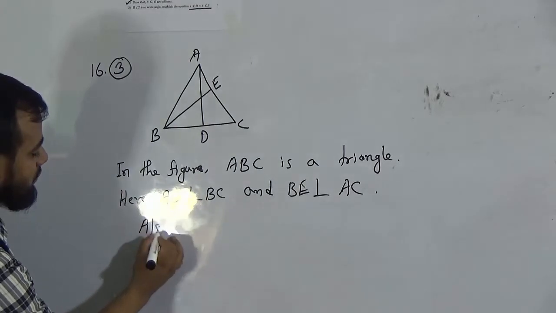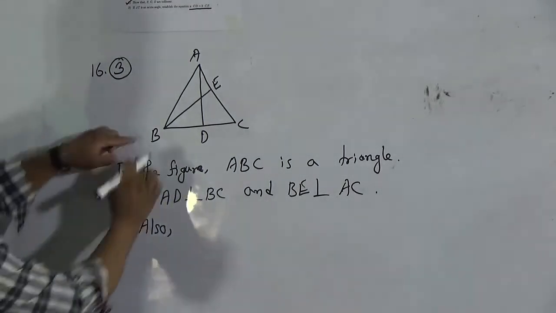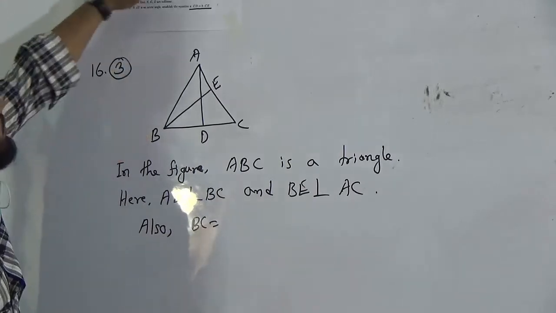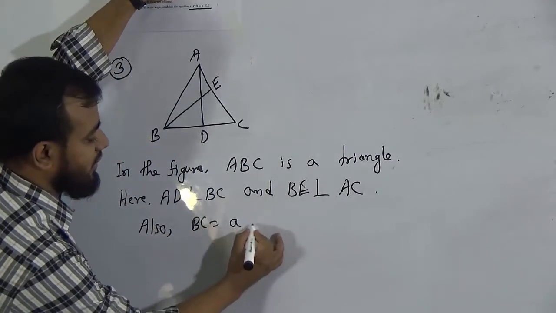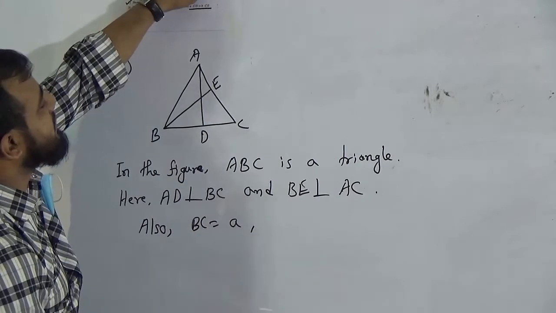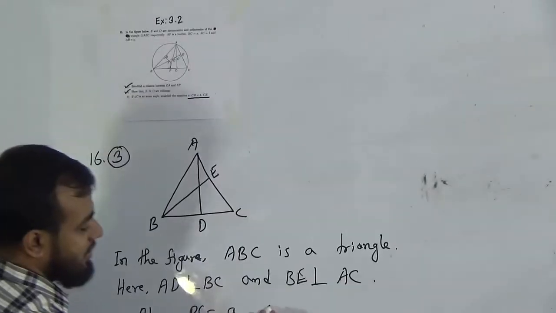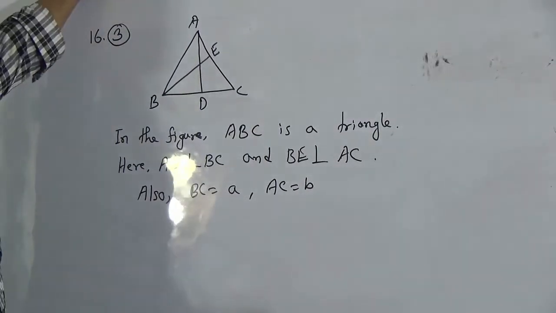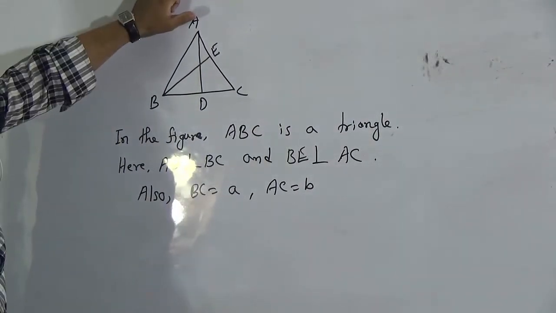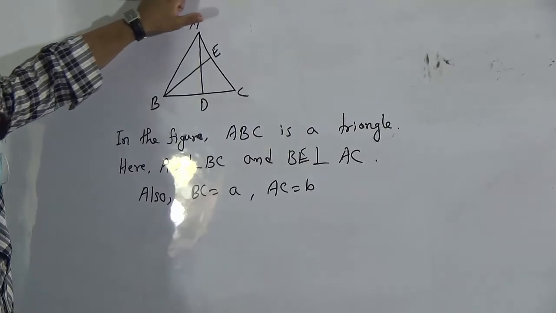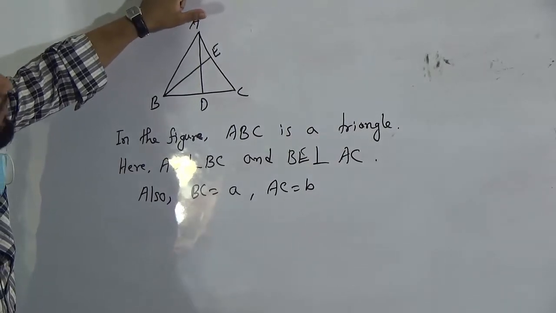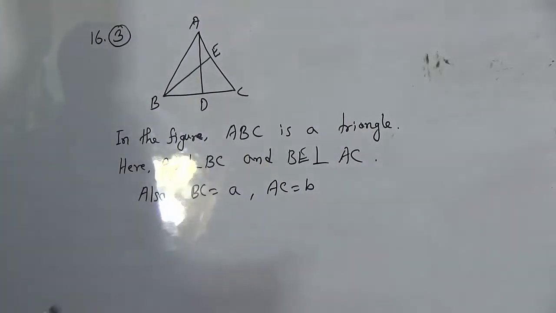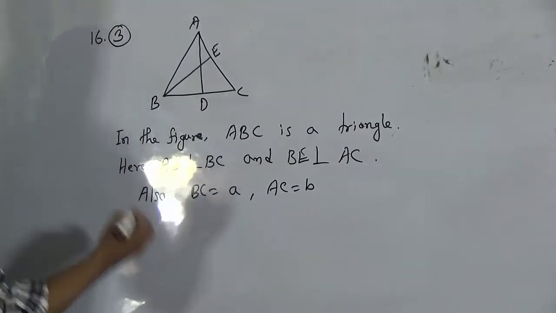Also what's given? Also the value of BC. BC equal to a is given in the question. Also AC is equal to b is given. But the value of AB we don't need because there is no AB value. We need a and we need the value b. That's why I write down BC equal to a and AC equal to b is given.